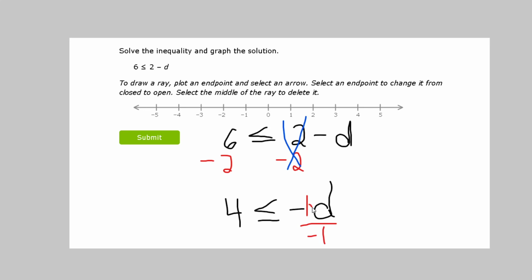Right? Negative 1's here, multiplying by d. So we divide both sides by negative 1. And then we have to do the same thing over here. But what else do I need to do? Pause the video and think about it.